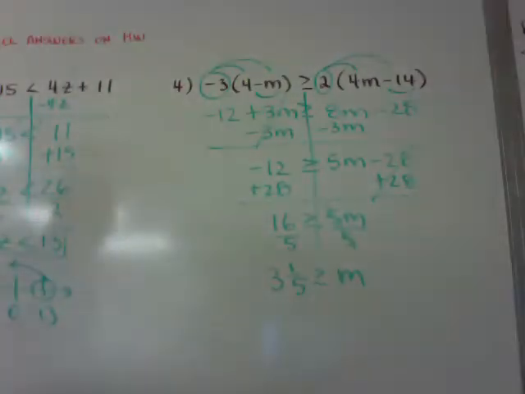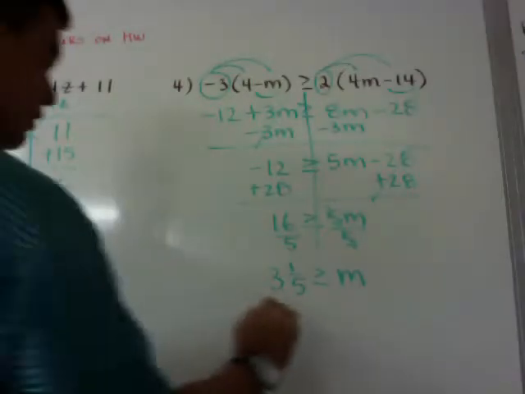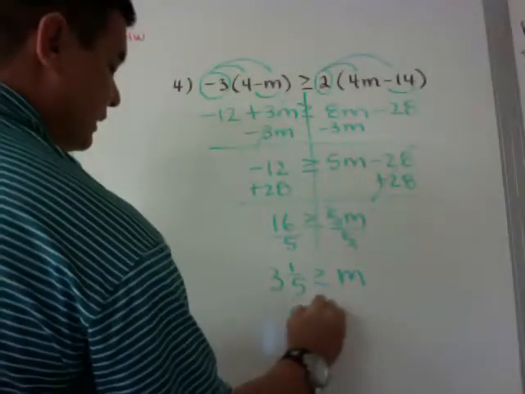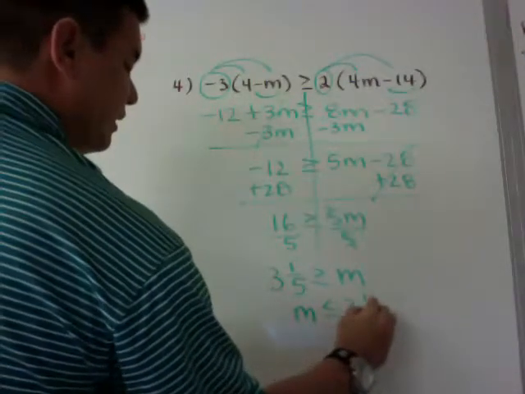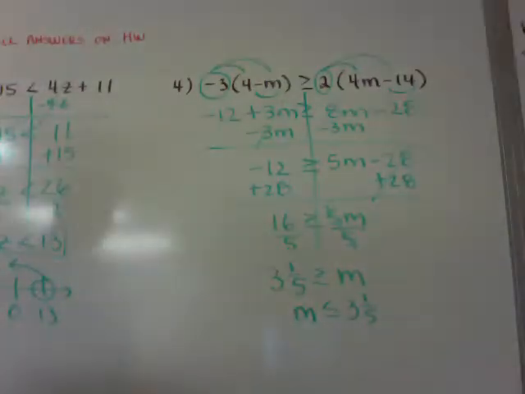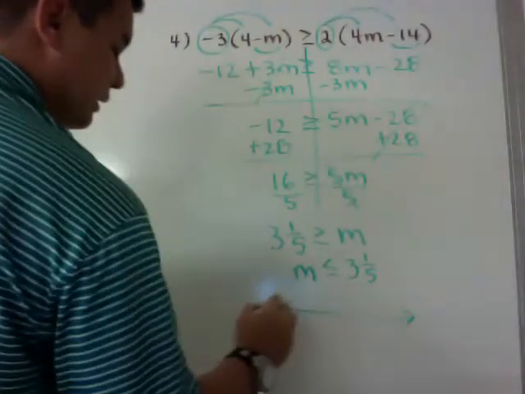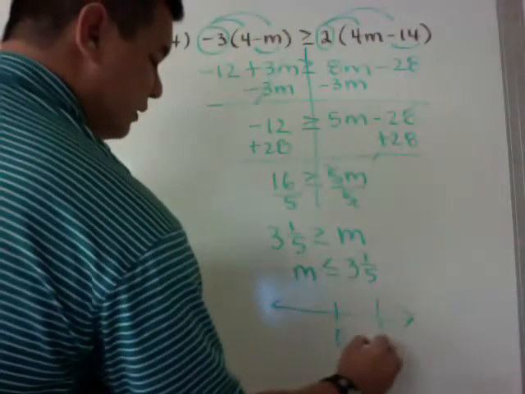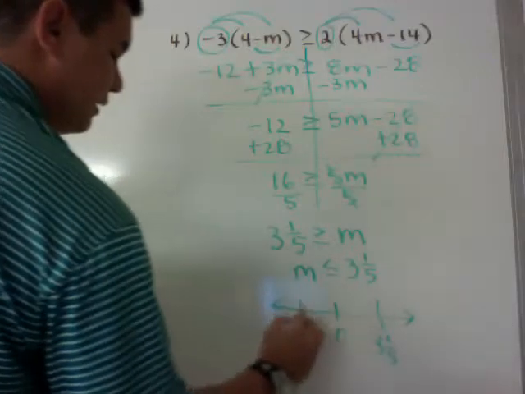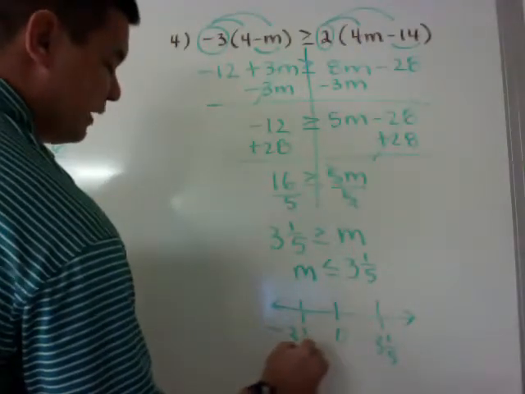Okay. And again, I want to rewrite it variable first. So m, flip it around, is less than or equal to 3 1/5. Okay. When I graph it, 0, 3 1/5, negative 3 1/5.